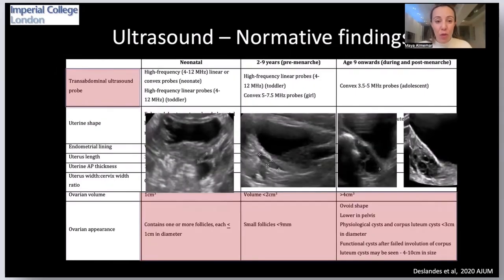And this is the same for the ovaries. In the neonate, you'll see a slightly larger ovary with possibly some follicles, again due to the influence of maternal gonadotrophins. The ovary will be slightly smaller in the premenarchal period, with very small follicles of less than 9 mm. And from the age of 9 onwards, you'll start to see a more ovoid shape of the ovary with more follicles and potentially physiological changes in accordance with hormonal changes related to puberty and periods.